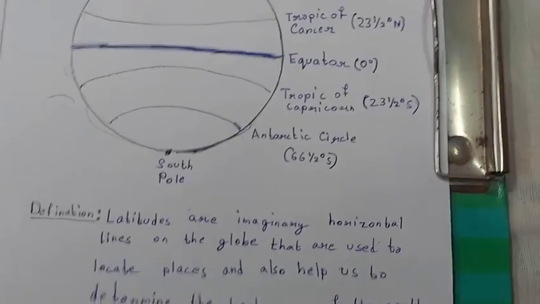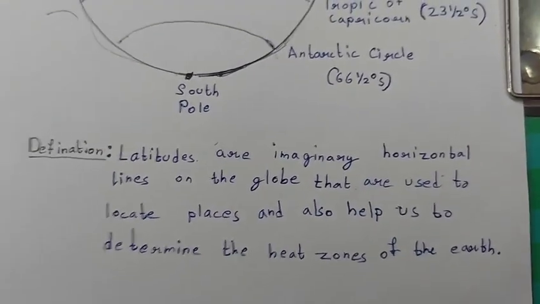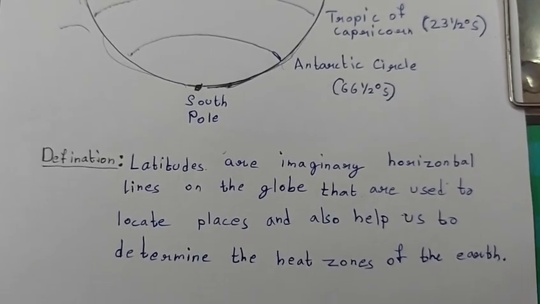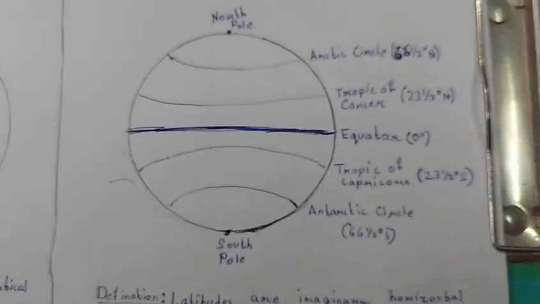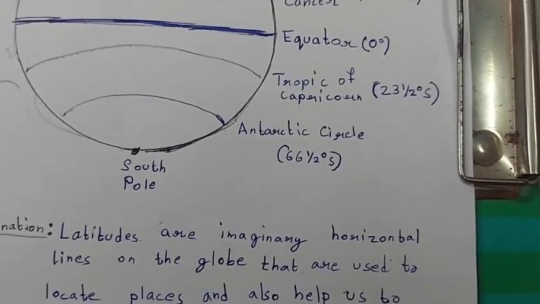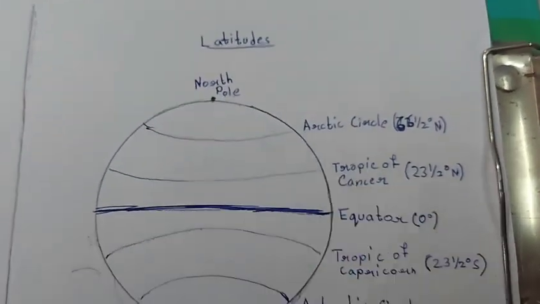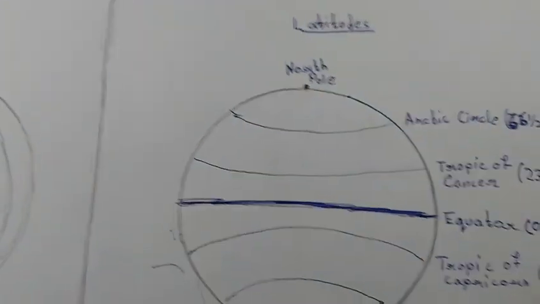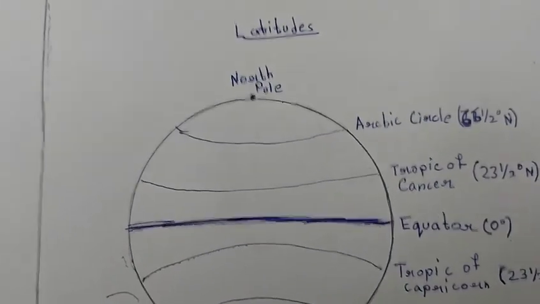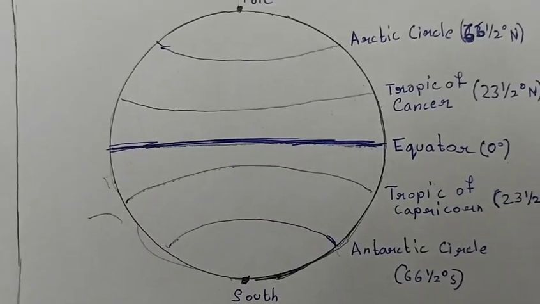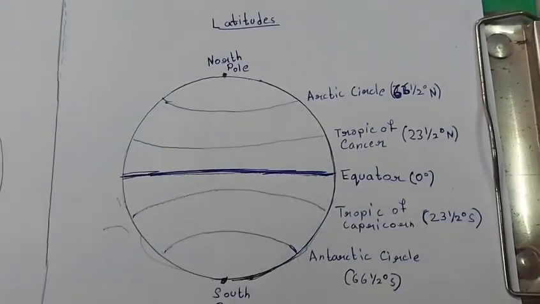So latitudes, the definition here is: latitudes are imaginary horizontal lines on the globe that are used to locate places and also help us to determine the heat zones of the earth. Horizontal means sleeping lines, right? So they are sleeping lines, you can see here, horizontal lines on the globe. They're not real, they're imaginary. We just imagine that there are some kind of lines, they're not in real life.